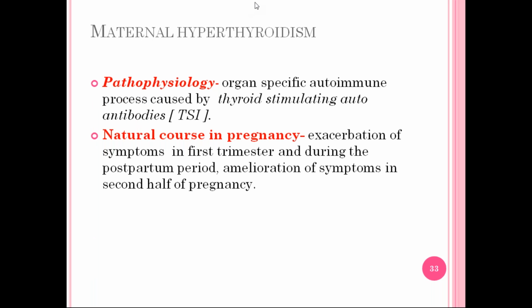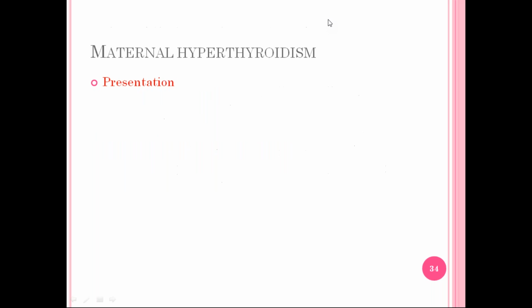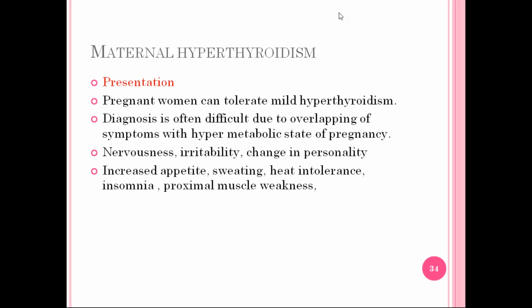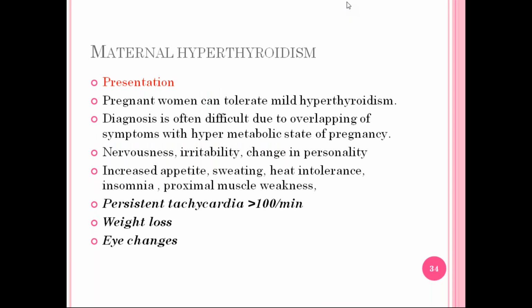And the pathophysiology here is the thyroid stimulating autoantibodies. So there is an organ specific process by thyroid stimulating autoantibodies. So naturally it causes exacerbation of symptoms in the first trimester and during the postpartum period and amelioration of symptoms in the second half of pregnancy. This is what happens. Here the patient, usually a pregnant patient, will tolerate mild hyperthyroidism.